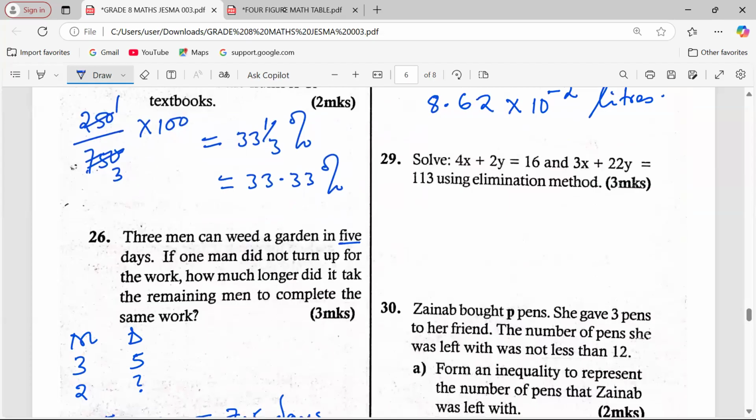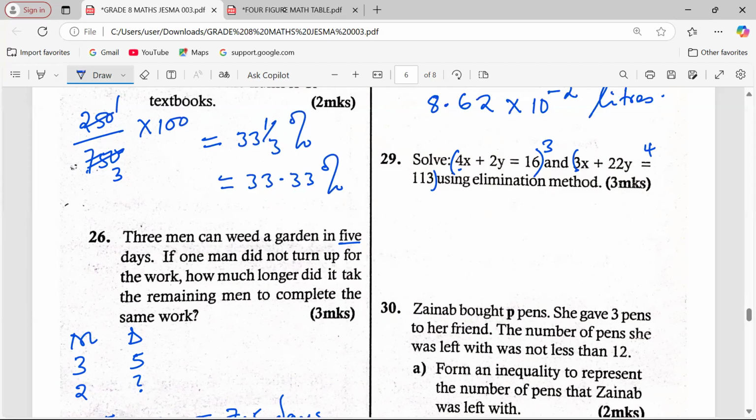Number 29, the question is on linear equations, simultaneous equations using the elimination method. Solve using elimination method now. 4x plus 2y equals to 16. 3x plus 22y equals to 113. So we have to make coefficients of x equal in both equations. So from equation 1, we multiply everything by 3, which is the coefficient in equation 2. And equation 2, everything to be multiplied by 4. So that the values of x are going to be equal in both equations.